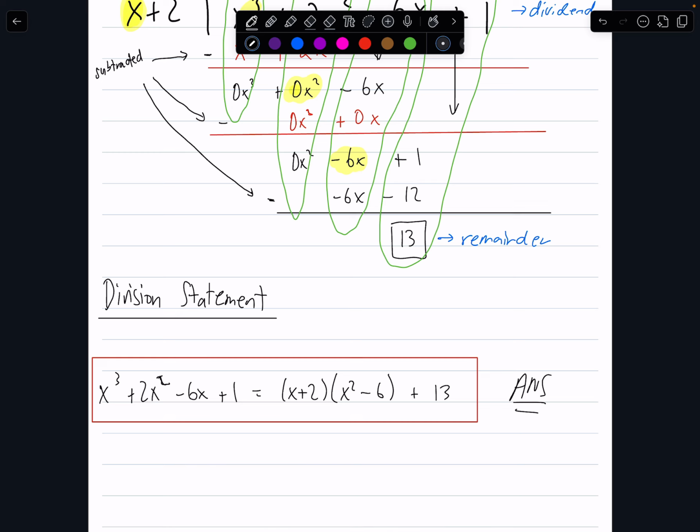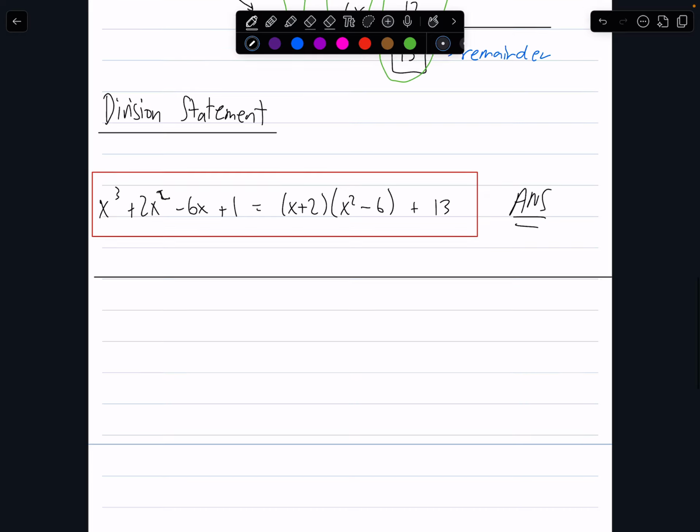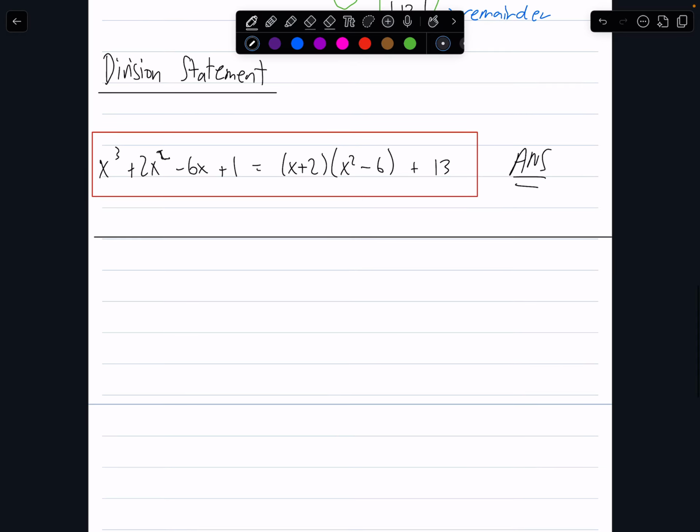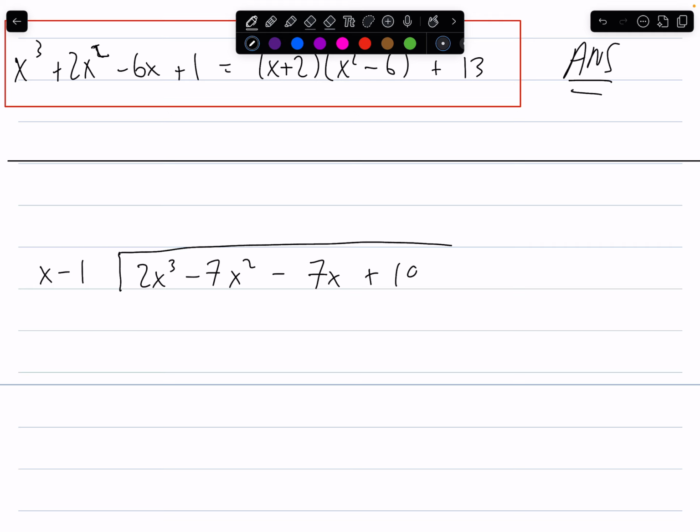Okay, so let's try another question to see how we can do this. Hopefully you guys are kind of understanding what it is we're doing. So let's go through another question just to get the reps under our belt. Let me see if I can find you guys a good question. Okay, we're going to try this. x minus 1, and then we're going to have 2x cubed minus 7x squared minus 7x plus 19.